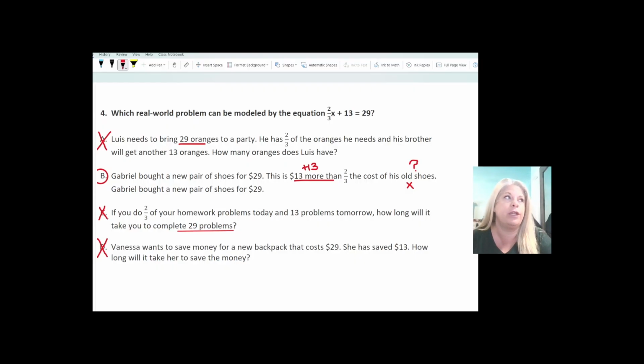So the best option here would be letter B, which matches because it would be 13 more. So that's your plus 13. 2/3 the cost of his old shoes, that would be the 2/3 times x, has to give us a solution of 29 or a total of 29. So option B is the correct answer here.